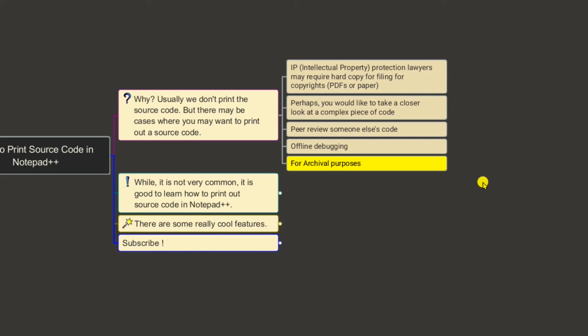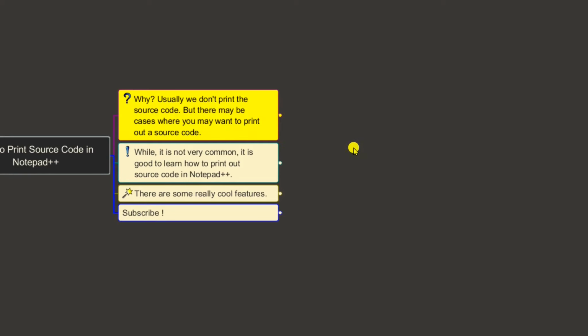Now, we used to do that a few years ago. I don't know, we don't do that as often, but I'm sure if you look at some of the old pieces of code in your company or in your workplace, you may find some of that source code printed back in the days. And so, while it might not be a very common thing to do, it is always good to learn how to print out your source code in Notepad++ if there is a need.